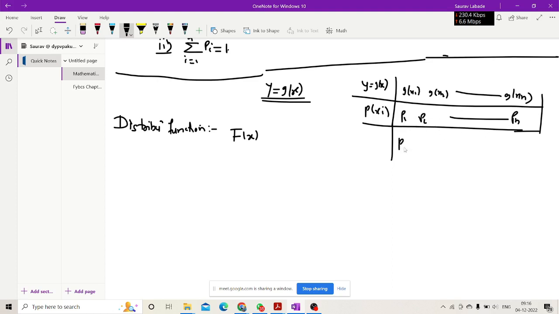So that will be first. This is your first p1, the first cumulative distribution function. The second one will be p1 plus p2, up to the last, which will be p1 plus p2 plus up to plus pn, and that should equal 1.